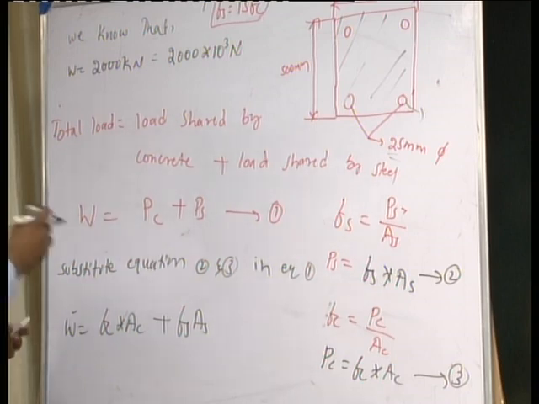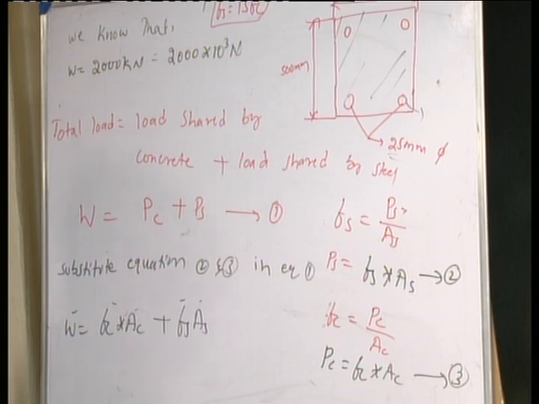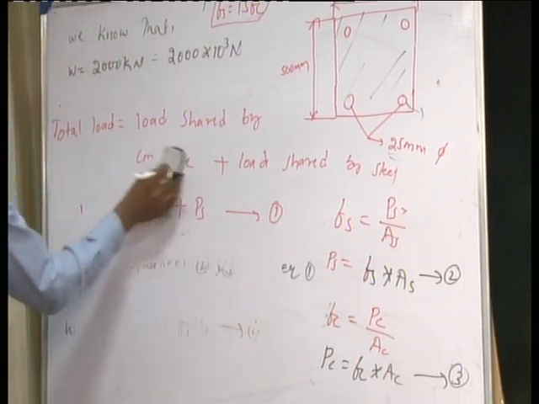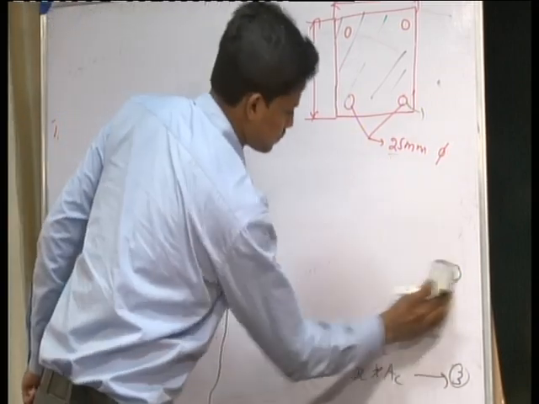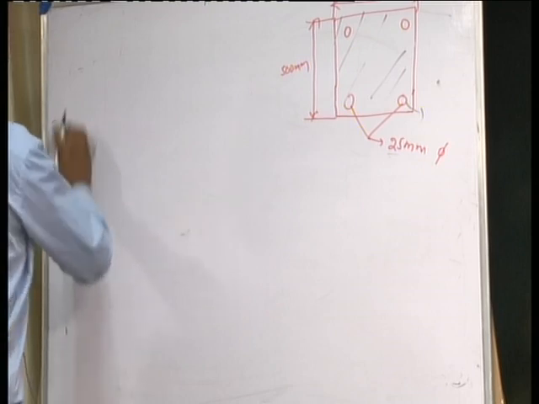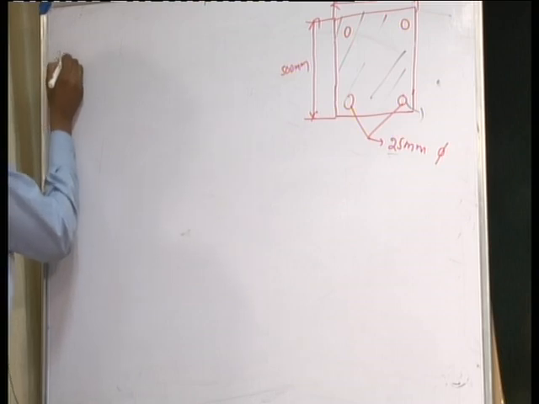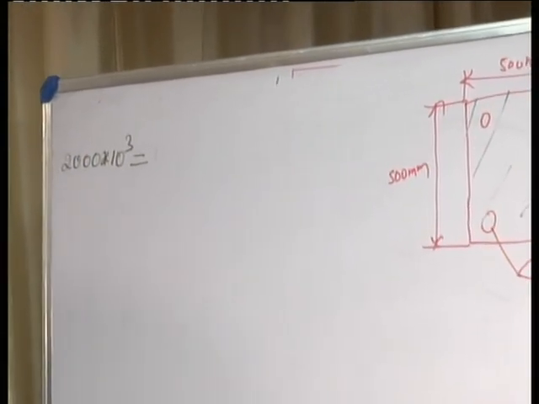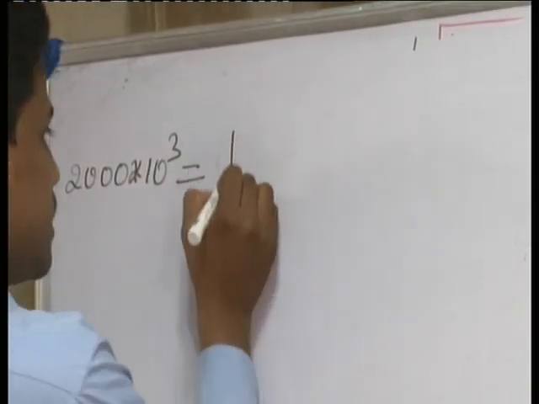So we substitute the values of W, Fc, Ac, Fs and As in equation number 4. So we have the total load, 2000 into 10 to the power of 3, which is the actual load carried by the column. Now you keep it as Fc only.